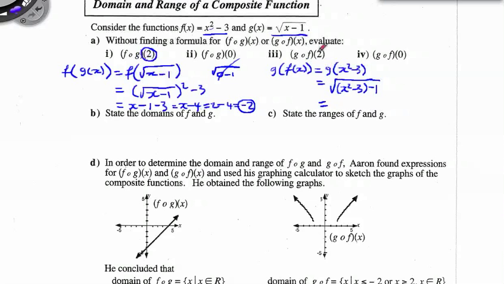Maybe we should just pop in our value 2 now. So let's do that. If this is 2, it's going to get squared. 2 squared is 4. 4 minus 3 is 1. 1 minus 1 is 0. We're really taking the square root of 0. So what's that? The answer is 0.